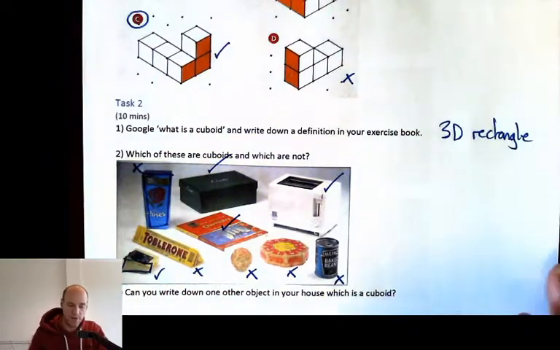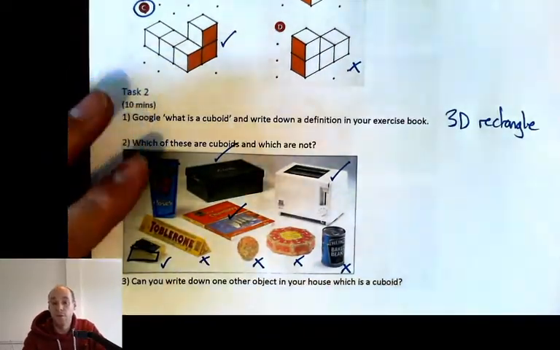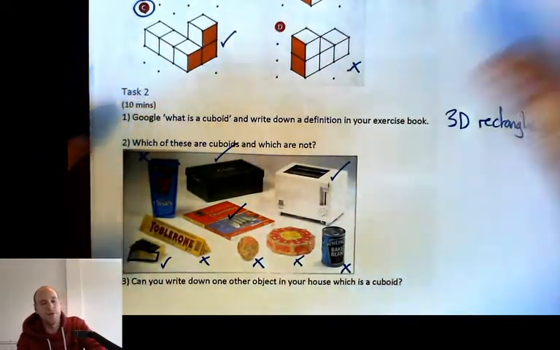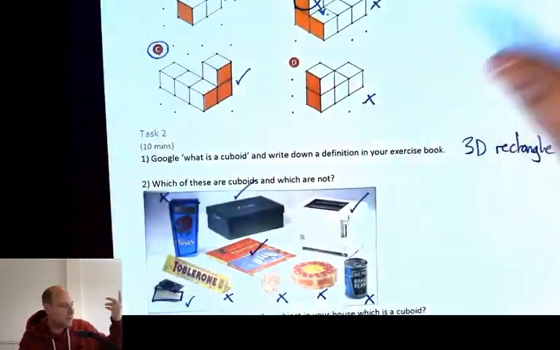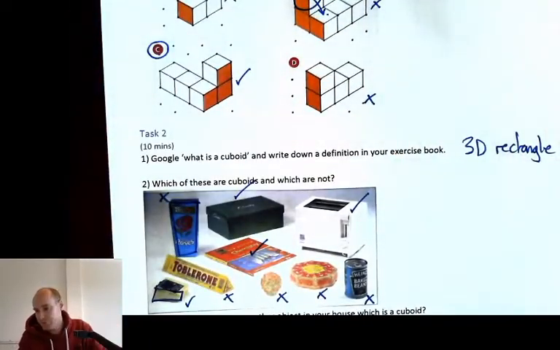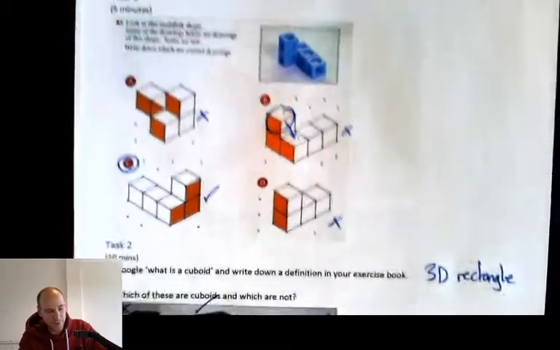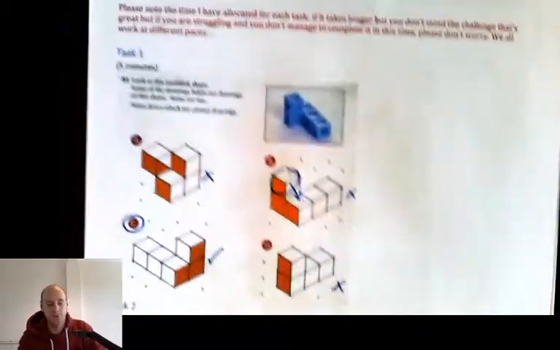Can you write down one other object in your house which is a cuboid? Hopefully you all had some examples of other things. I've got a textbook next to me, that's a cuboid. Loads of other things just looking around. My desk is pretty much a cuboid as well.